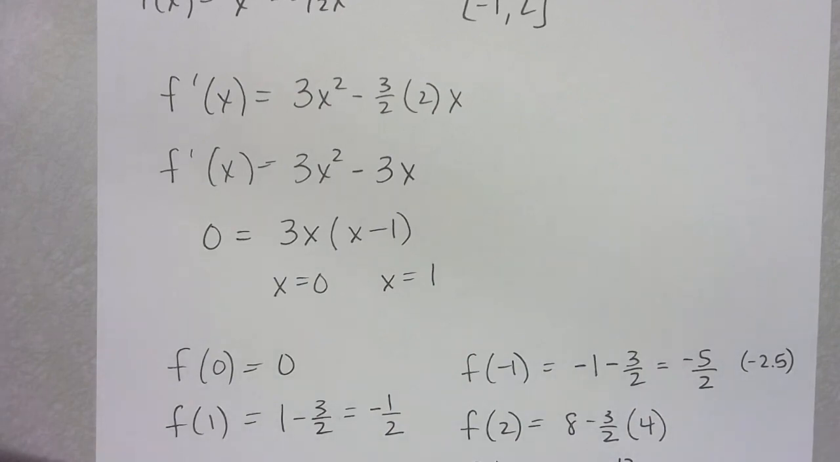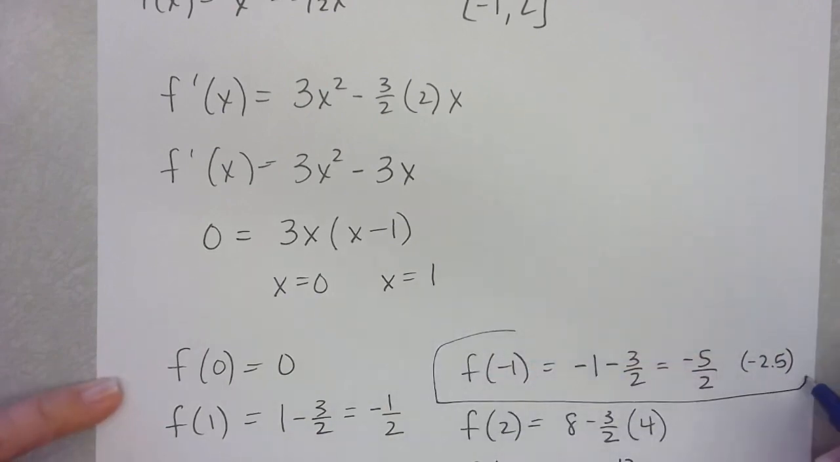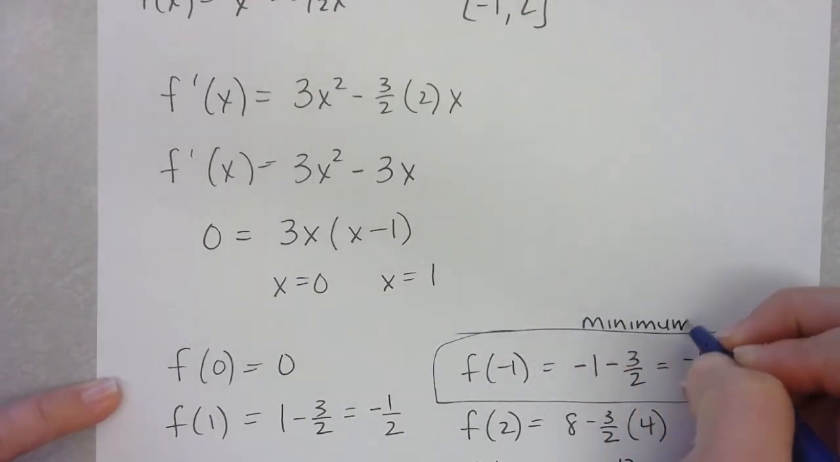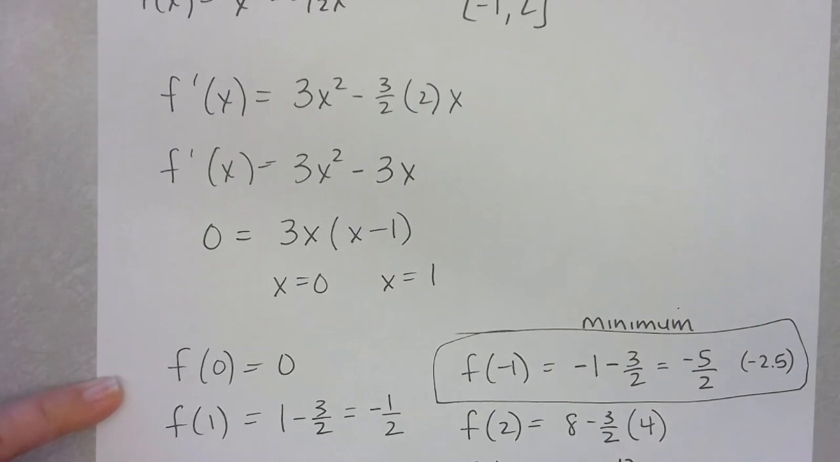All right, so let's see now. So I have negative 2.5 here. That seems to be my smallest y value. So that's my minimum. And then I get 0 here, and 2 is bigger than that. Right? And this one's negative, so this means that f of 2, which is 2, this is my maximum on the interval.